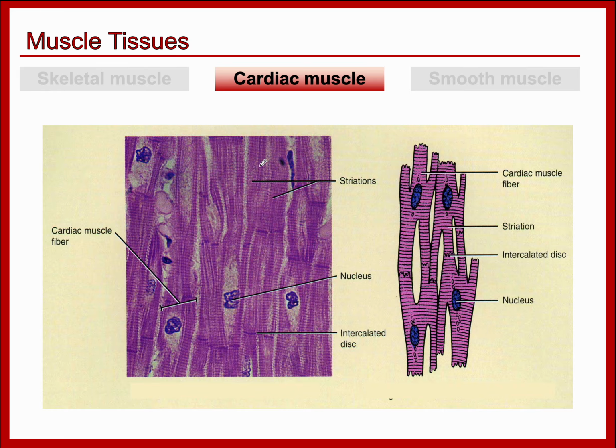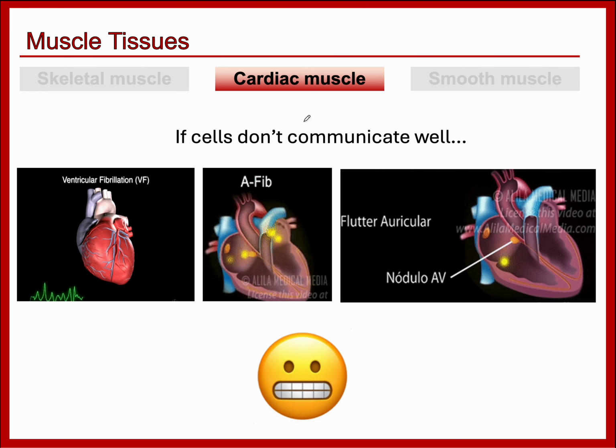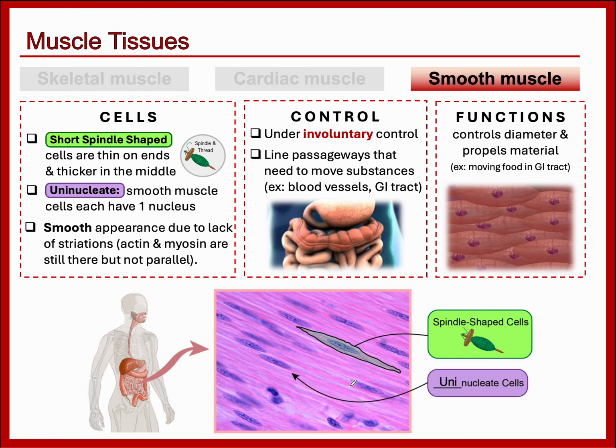So let's look at this drawing. Do you see the striations here? This one's a bit better. You see striations. You see one nucleus per cell. You see intercalated discs. Do you see these fuzzies here? These are intercalated discs. If cells don't communicate well and they don't have these gap junctions, then you get these scenarios where the heart is fibrillating or it's not doing the job that it's supposed to and it's contracting weirdly.